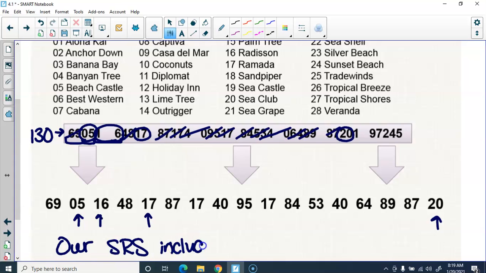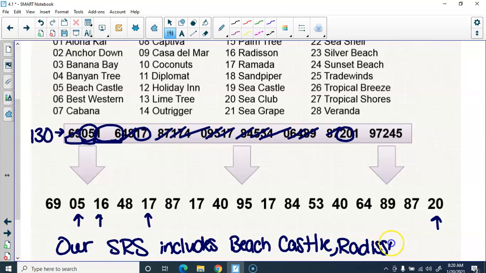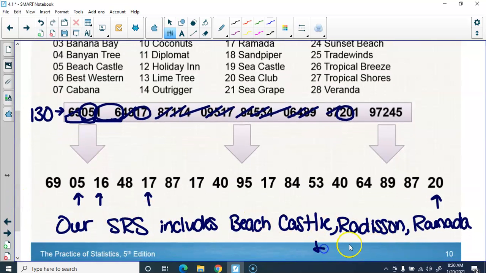Includes Beach Castle. 16 is Radisson. 17 is Ramada. 20 is Sea Club. Okay.